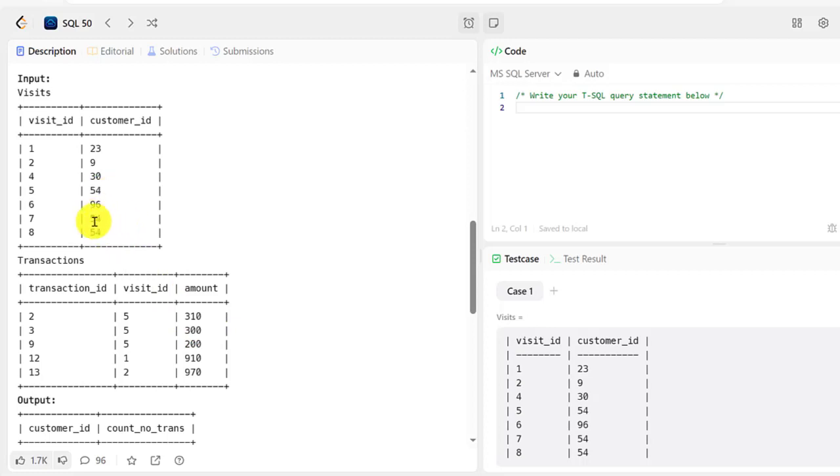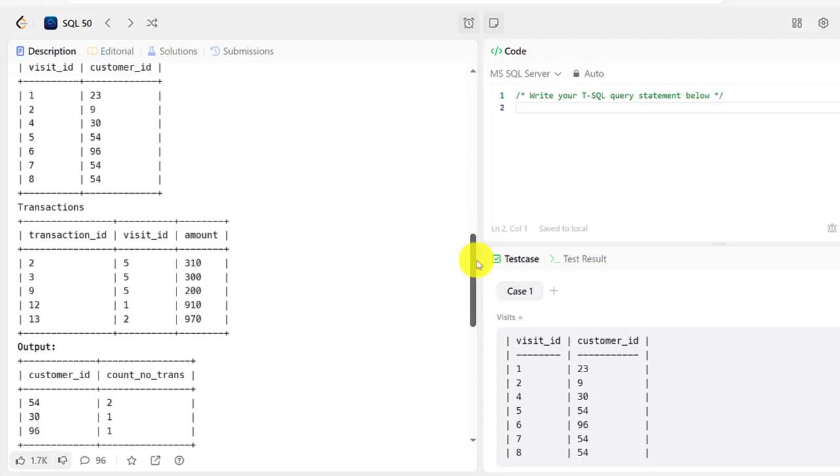But for visit number 7 and visit number 8, we don't have visit ID 7 and 8 here. So these two visits do not have any transactions. So that means this person visited the store twice without making any purchase. And this one time he did make a purchase, but these 2 times he did not make a purchase. So we can see customer ID 54. And then the number of times he or she visited without making a purchase would be 2, because we can see 7 and 8 are not there. So let's just put 2 here. Okay, so we understand that.